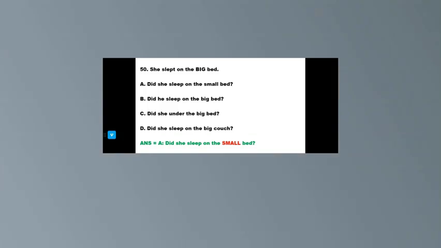Now, in answering this question, did she sleep on the small bed? The response is the given statement. She slept on the big bed. Big bed, not the small bed.